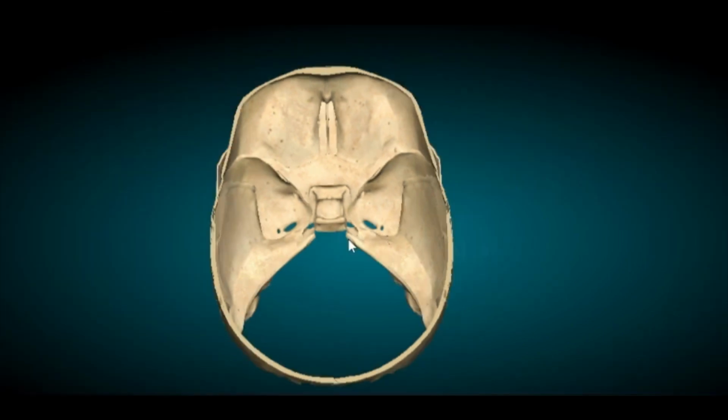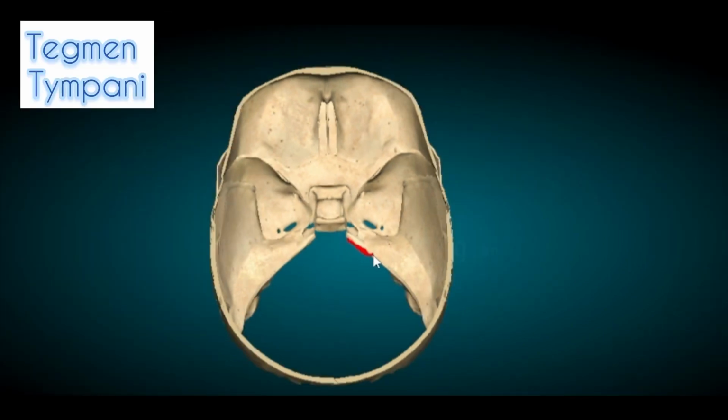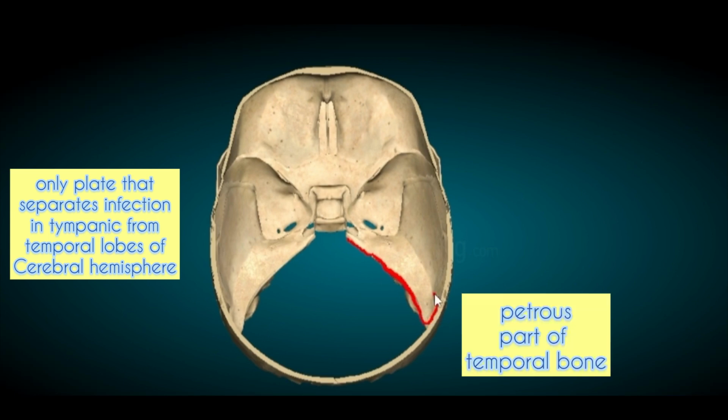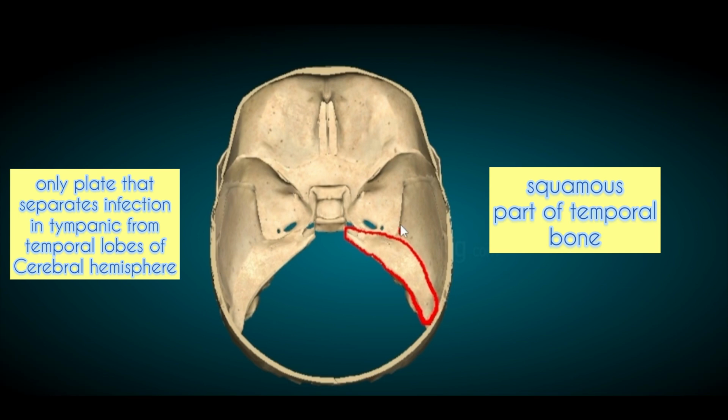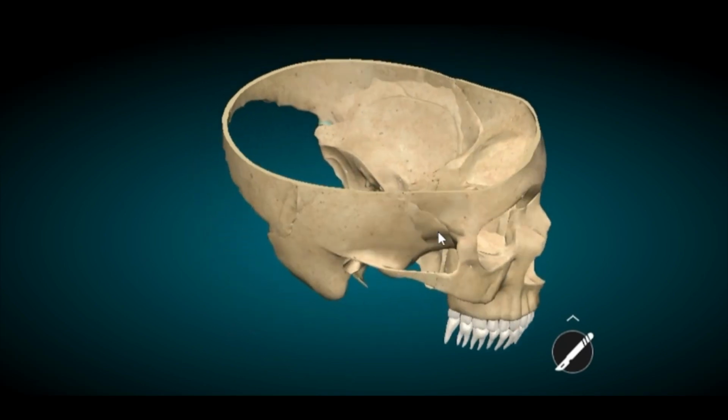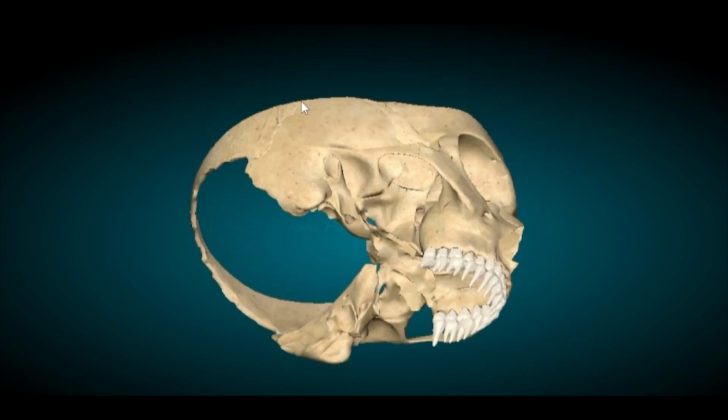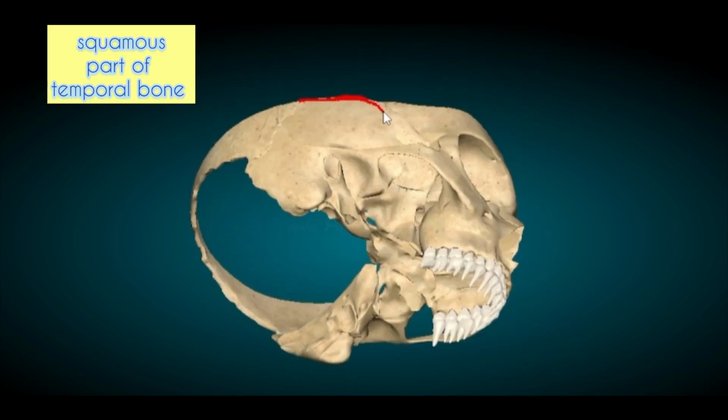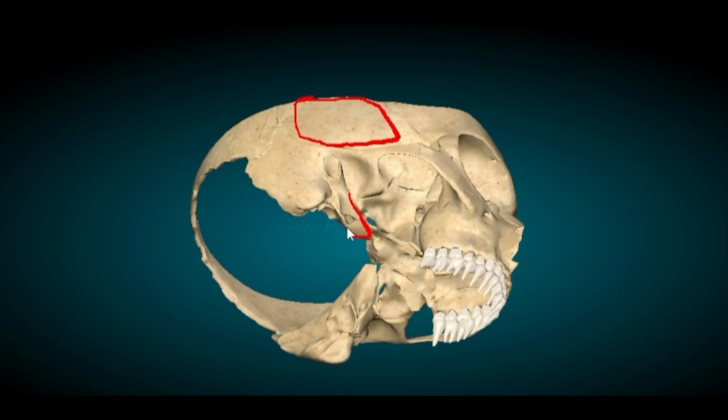Then we've got the tegmen tympani, which is a thin plate of bone, the forward extension of the petrous part of the temporal bone, and it adjoins the squamous part of the temporal bone and they form the roof of the mastoid antrum, tympanic cavity and auditory tube. So if I rotate this model to make it clear, that's the squamous part of the temporal bone and that's the petrous part of the temporal bone.